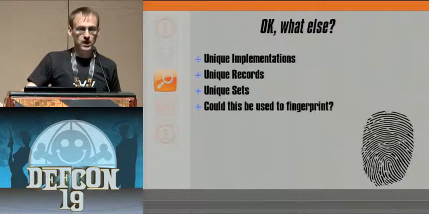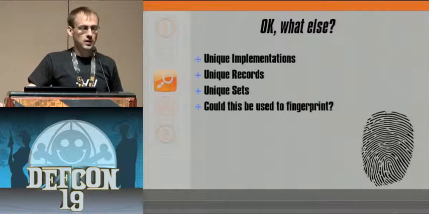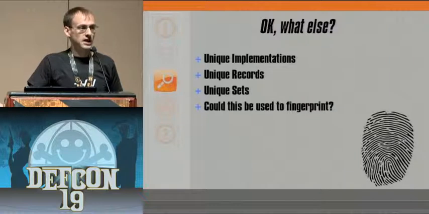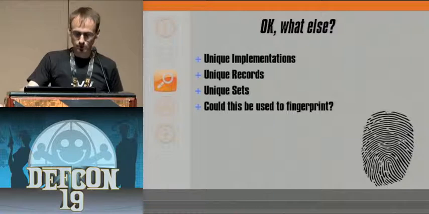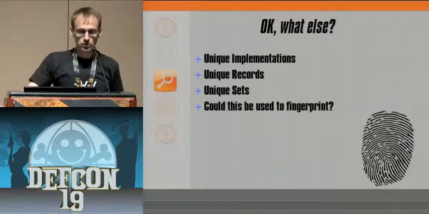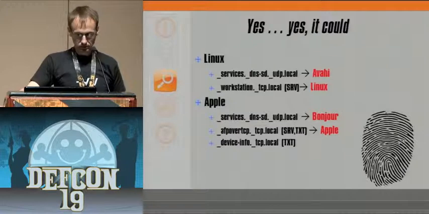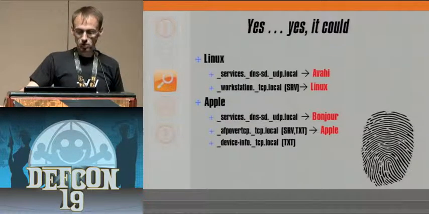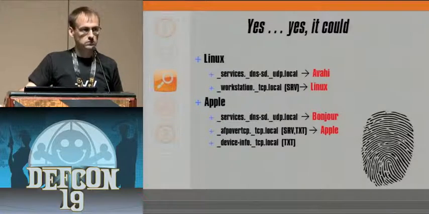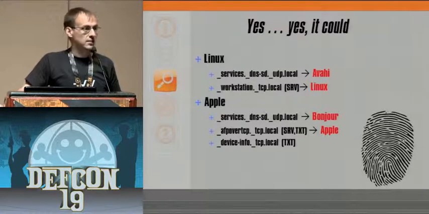But if you look even further, you realize there are unique sets. So not only are you going to find a unique type of record on a device type, you are going to find a particular set that you will find only on a particular device type made by a particular manufacturer. So, could this be used to fingerprint the host? Yes, it could. If you have _services._dns-sd._udp.local, and you have _workstation._tcp.local, and in particular the service record, then you're pretty much dealing with a Linux box.